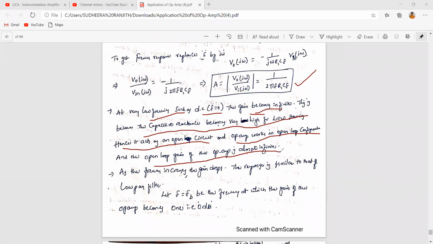Is it clear, all of you? These 4 lines. Is it clear? Yes, sir. Right.